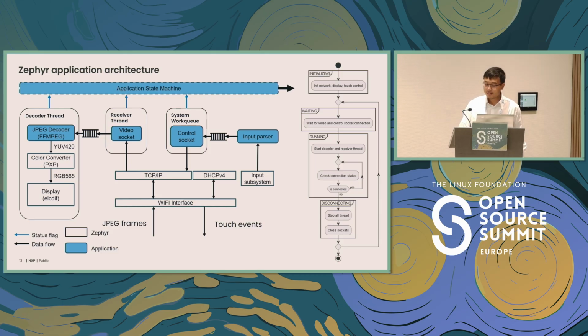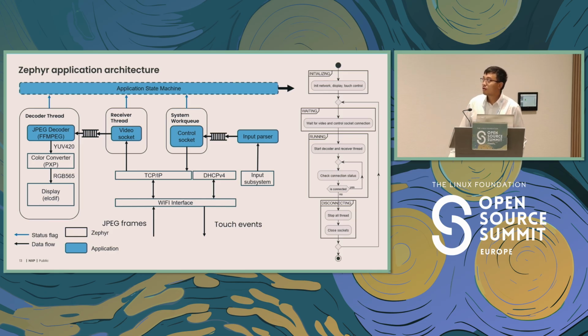Let's talk a bit about the architecture. In our application, we have mainly two sockets, the video socket and the control socket. But first, we have the DHCP v4 server, which is a built-in Zephyr feature that allows us to assign an IP address to the device connected to the network. And then the JPEG frame comes from the Wi-Fi interface. We receive it via the video socket into the queue, which is a buffer pool. And the JPEG decoder will look into the buffer pool for a JPEG frame and then decode it into the raw format YUV420.